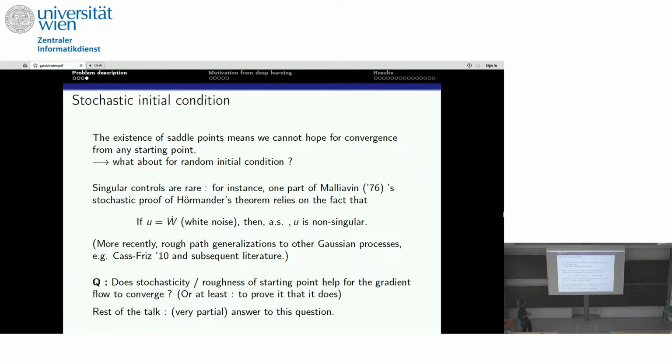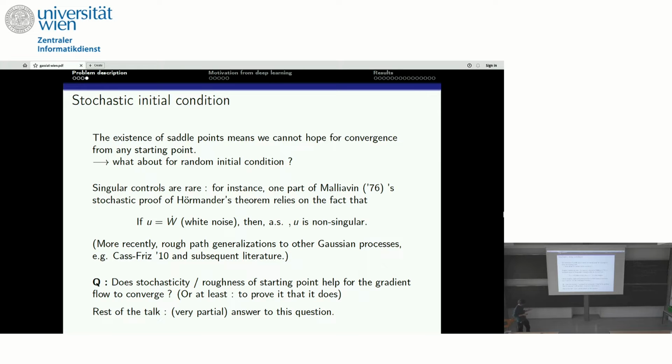Right. Okay. So now the next thing. Like I said, I can find you some examples of starting points which would not work, or you would get stuck immediately. But if you think of a generic function, saddle points typically would not be so numerous, and if you take a point at random, you would not converge to them. So this is basically the hope: that you take a random initial condition and then you converge.